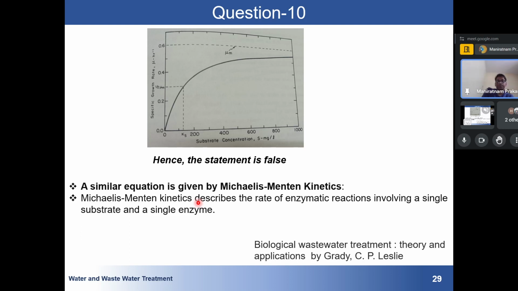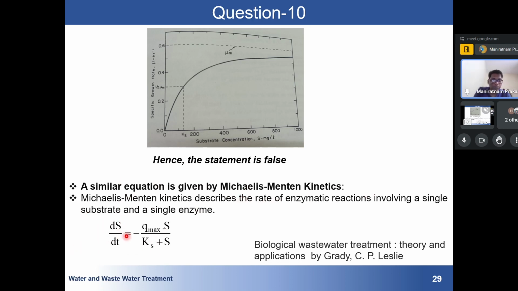Similar to this Monod constant, there is one another equation that is known as Michaelis-Menten kinetics. The equation which is given for this kinetics is also dS/dt, but here we are talking about enzymes, substrate and enzymes. So if you are into microbiology, you must have studied this kinetics.